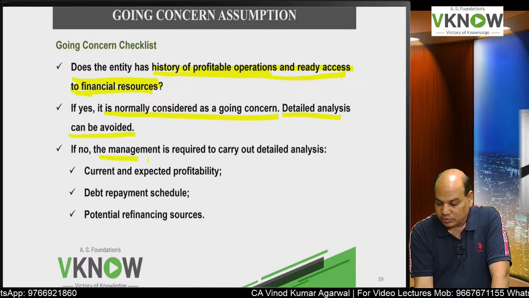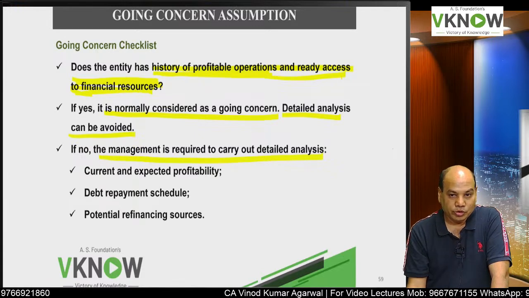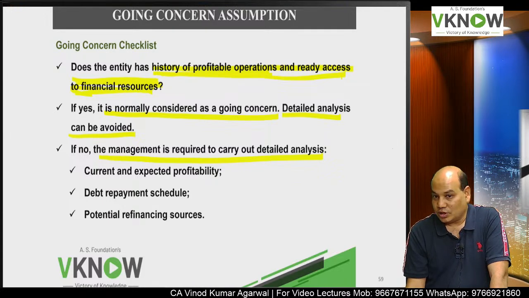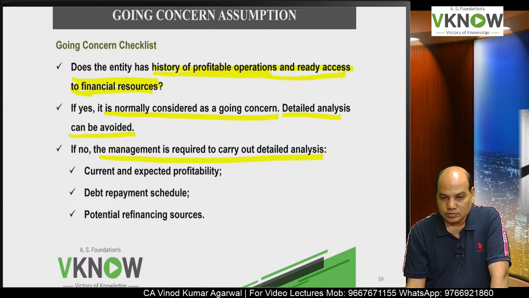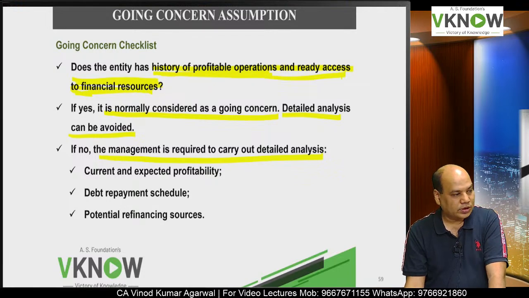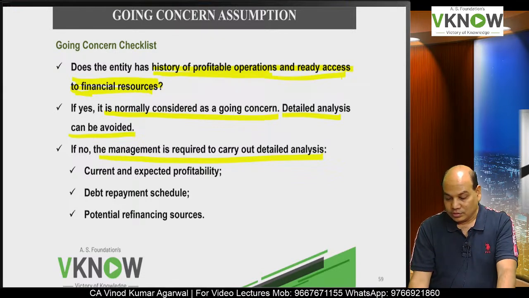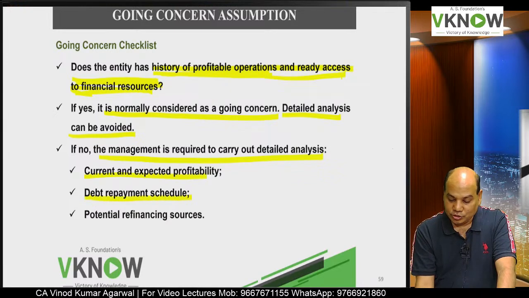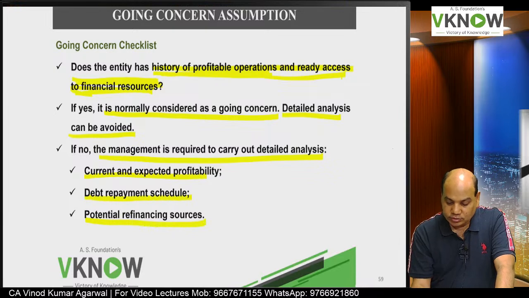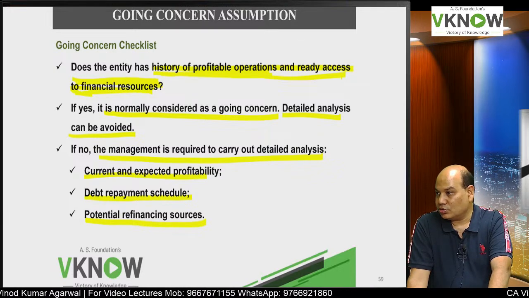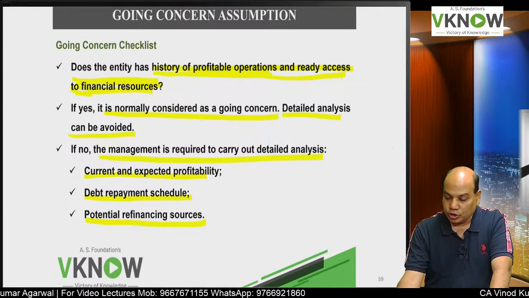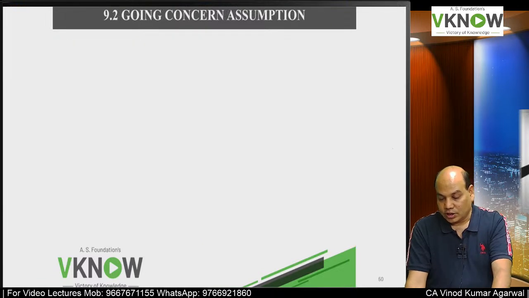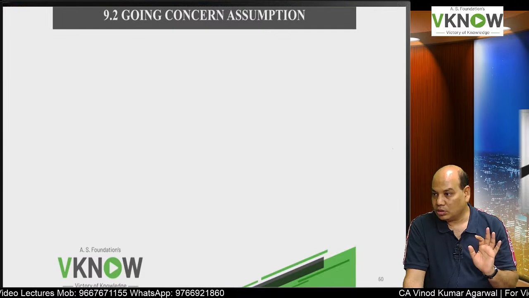Next is, if no, the management requires to carry out the detailed analysis. You are making losses. You don't have access to resources like this Jet Airways company or this Vodafone Idea. At least they have got some access. Some other airlines. So then you have to see what is my current and expected profitability, debt repayment schedule, and whether I can have potential refinancing sources. If you audit some big group companies, you will come to see all these lines which I have written here. That helps us to estimate whether it is a going concern or not.